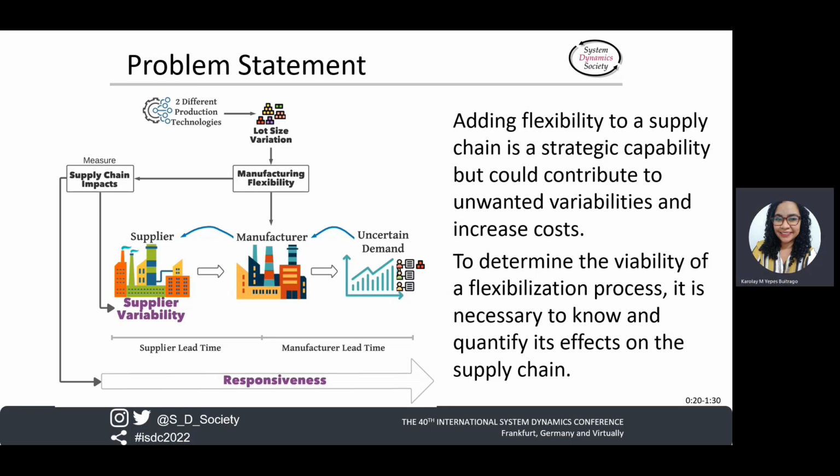The problem addressed involves a two-echelon supply chain with a manufacturer and a supplier. The manufacturer carries two products and only produces one at a time. They need to choose between two production lines of different technologies that allow fixed or variable production volumes. This decision will impact the supplier.